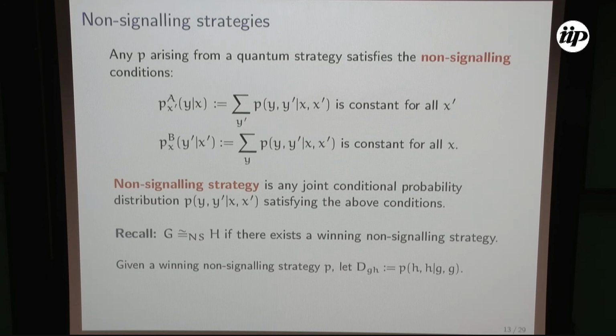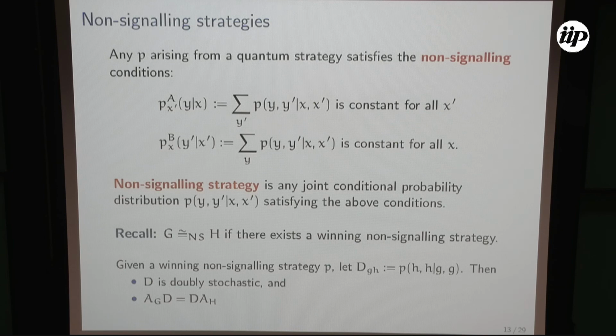And using these non-signaling conditions and also the zeros, remember the P was winning, so it has some zeros, we can show that this matrix D satisfies two properties. Namely, it's doubly stochastic, so it means it's entry-wise non-negative and its rows and columns sum to 1. And it also satisfies this commutation-like relation with respect to the adjacency matrices of the two graphs. All right, so if G and H are non-signaling isomorphic, I can build this D with these properties.